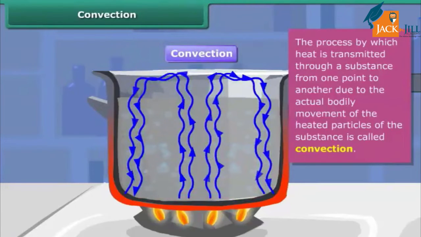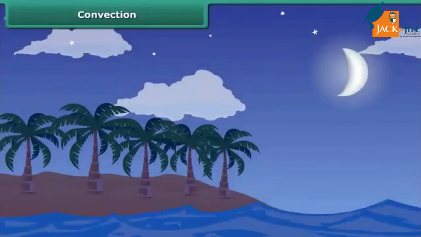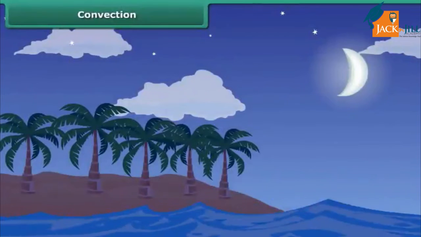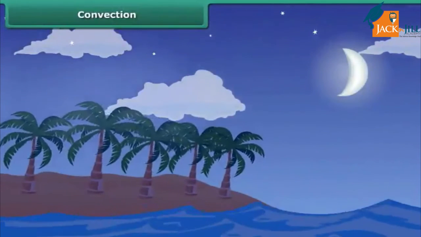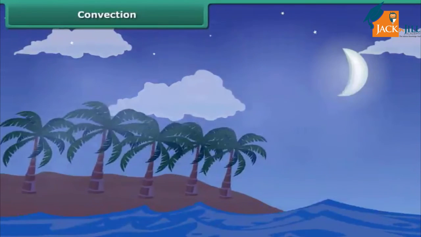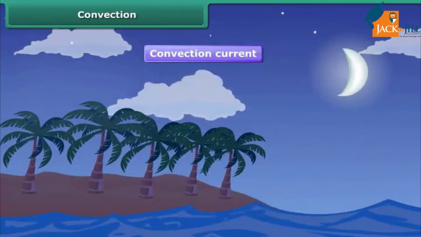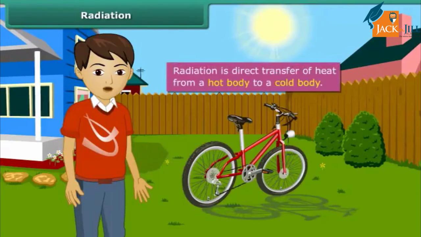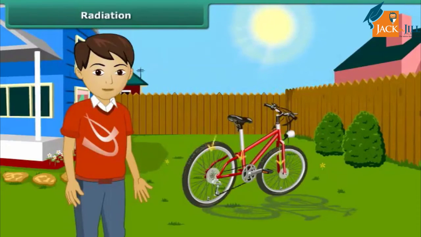Convection of heat takes place in fluids, that is, liquids and gases, and involves the movement of matter from hot regions to cooler regions. In convection, heat is carried by moving gases like air and by moving liquids like water. A movement of air which carries heat from a warmer place to a cooler place is called convection current. There is a third way by which heat can be transferred from a hot body to a cooler one. This mode of transfer is called radiation, and it does not need any medium between the two bodies.